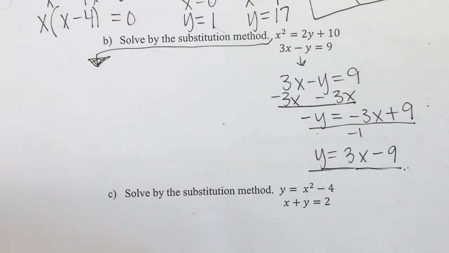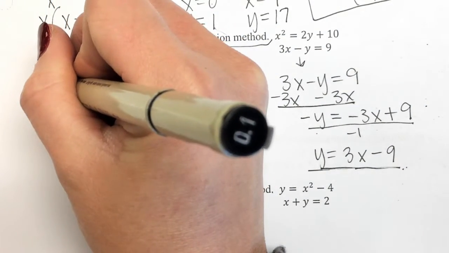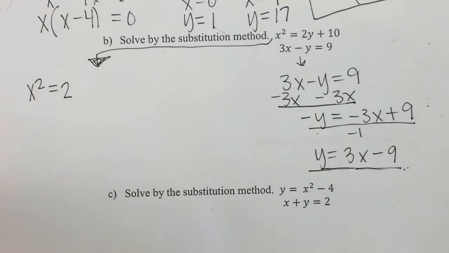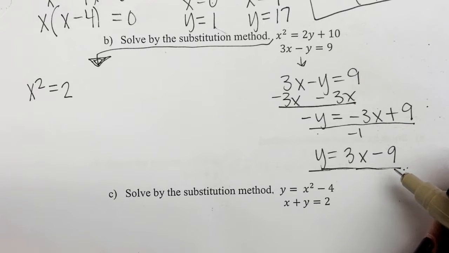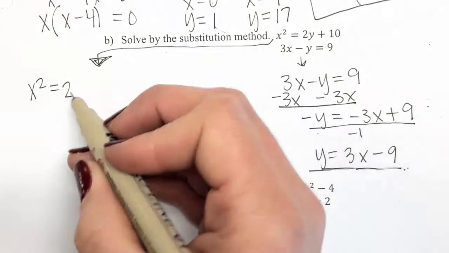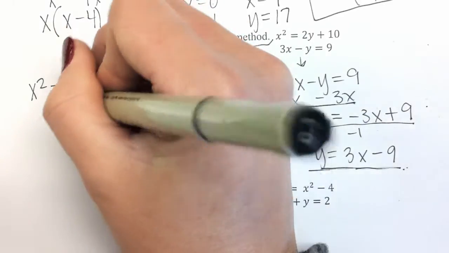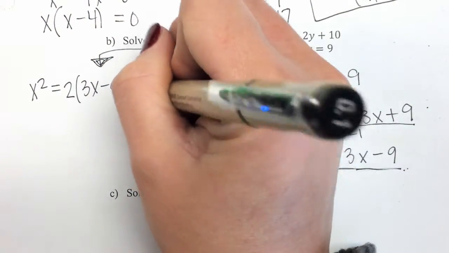So x squared equals 2y, 2, but instead of Y. Instead of Y. What is Y then? 3x minus 9. Okay, so tell me what to put here. 3x minus 9. Okay. Alright, and then plus 10, got to bring that down.